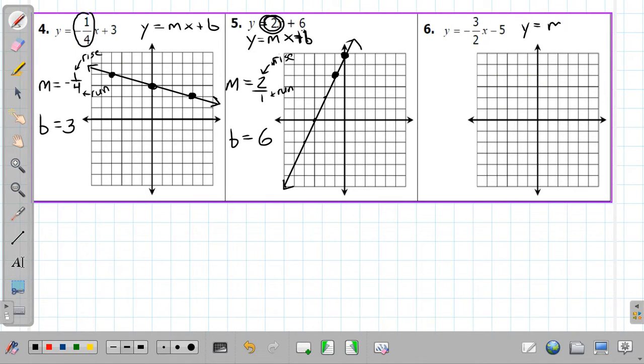Y equals mx plus b. Well, in this case, we've got m is negative 3/2. B is negative 5. So we're going to go down 5. 1, 2, 3, 4, 5. And here we've got to go up or down 3. Well, in this case, we're kind of forced to go up 3 and then over 2. So 1, 2, 3.